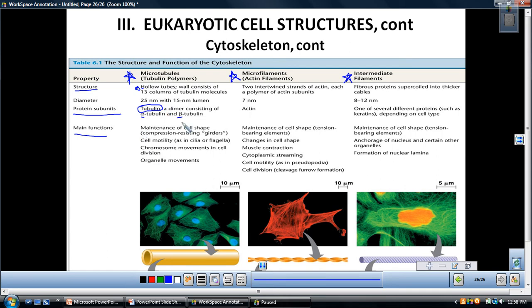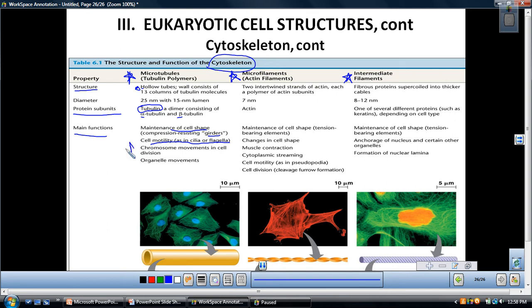Now, as far as the function, like what the microtubules do, if you have your highlighter, highlight maintaining cell shape. That's one of the main functions of microtubules. So they're going to be compression resistant. We kind of call them girders. If you think about girders in a house, if you were building a framework, they're going to maintain the shape of the cell. But we're also going to find that microtubules are what make up cilia and flagella. So when you see a protist that has a flagella, or you see a paramecium that has cilia, those are made up of microtubules. It's part of the cytoskeleton. Don't forget the big word, cytoskeleton, but it's used for movement.